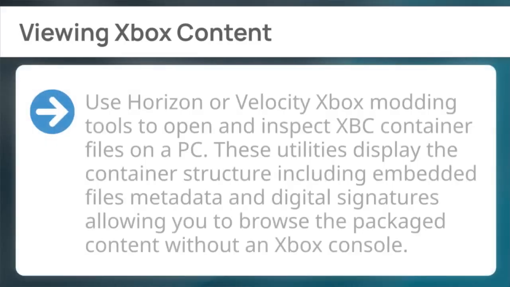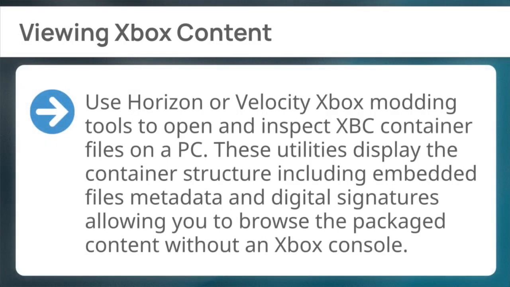First, viewing Xbox content. Use Horizon or Velocity Xbox modding tools to open and inspect XBC container files on a PC. These utilities display the container structure, including embedded files, metadata, and digital signatures, allowing you to browse the packaged content without an Xbox console.